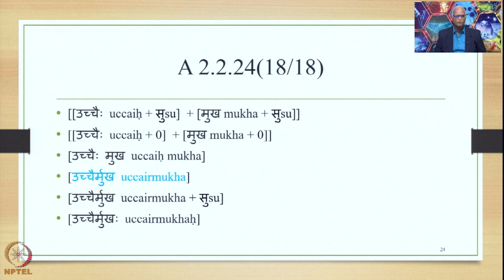So we have uccaihi plus zero plus mukha plus zero, and then we join them together and we get the form uccaihi mukha, that is uccair mukha. That is the finally derived bahuvrīhi samasa output generated by this particular process, uccair mukha. When we decide to use it in the sentence, we add the suffix su, so we have uccair mukha plus su, and then we get the form uccair mukhaha, which is used in the sentence.